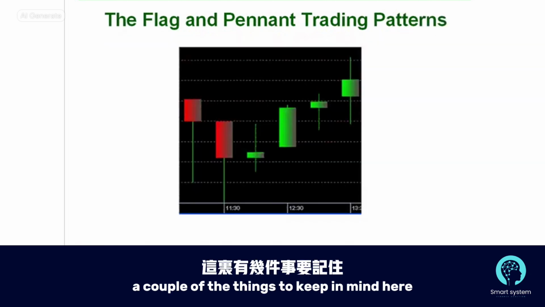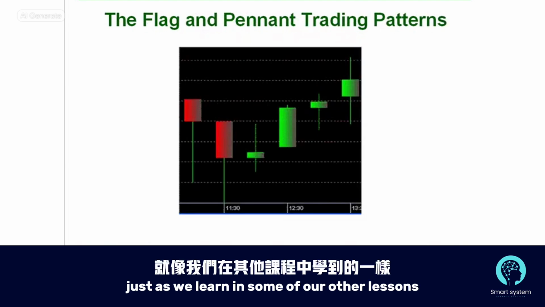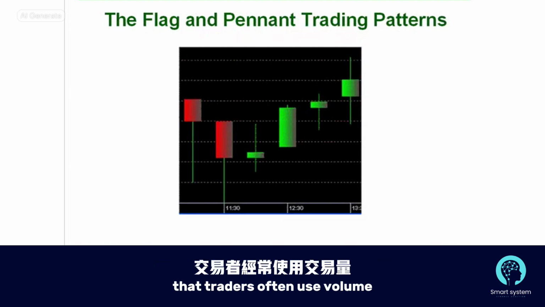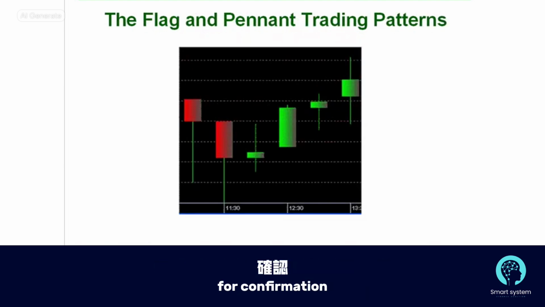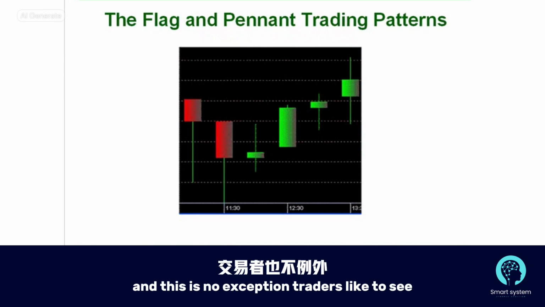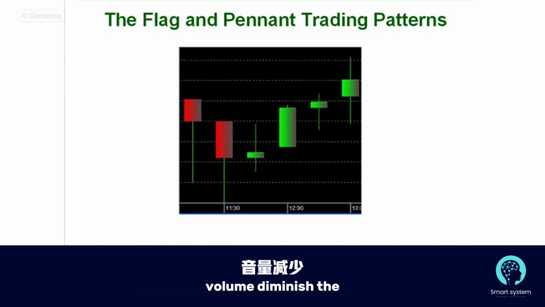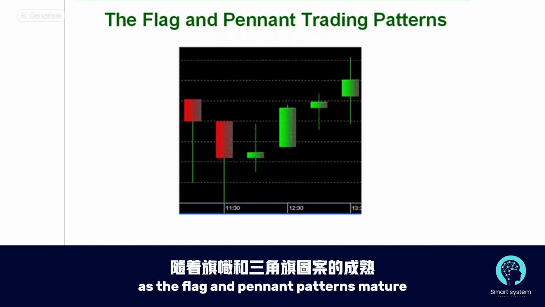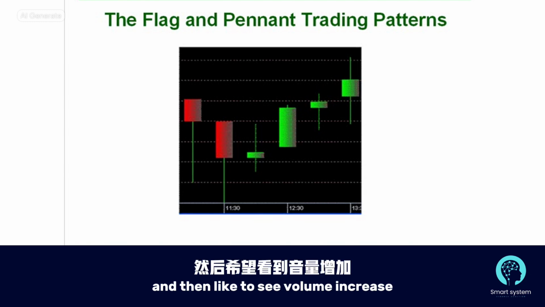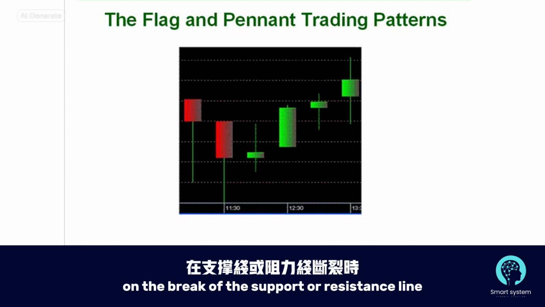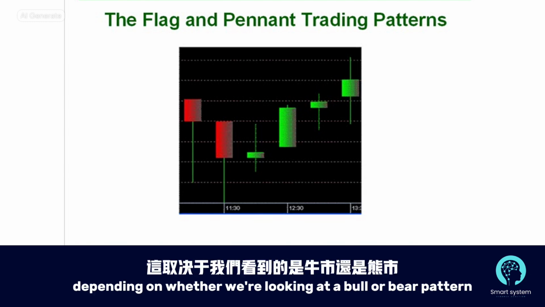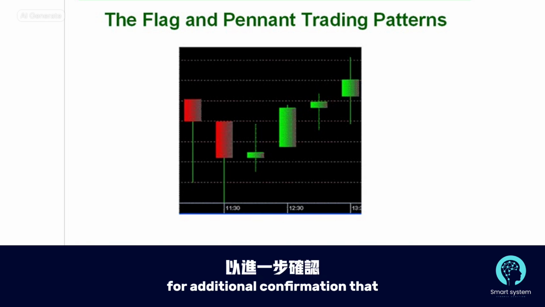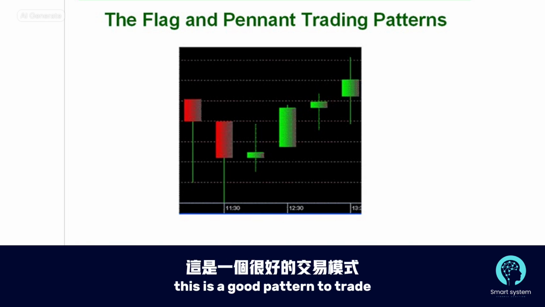A couple of things to keep in mind here, just as we learned in some of our other lessons, traders often use volume for confirmation, and this is no exception. Traders like to see volume diminish as the flag and pennant patterns mature, and then like to see volume increase on the break of the support or resistance line, depending on whether we're looking at a bull or bear pattern, for additional confirmation that this is a good pattern to trade.